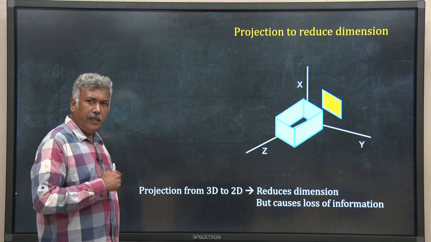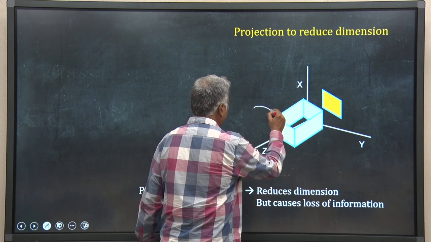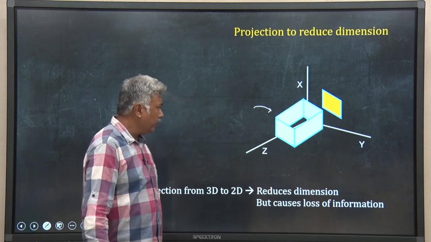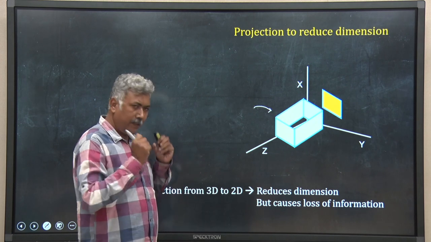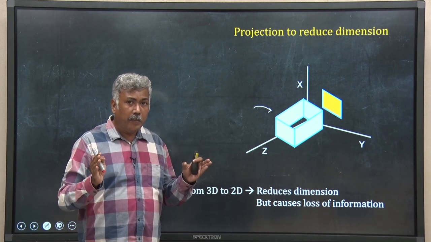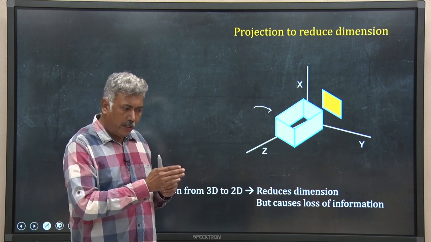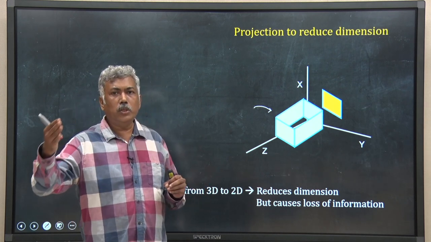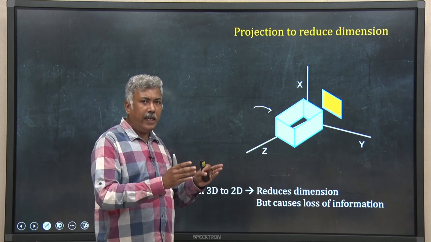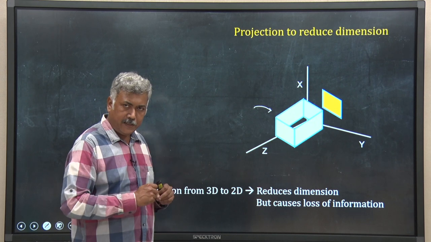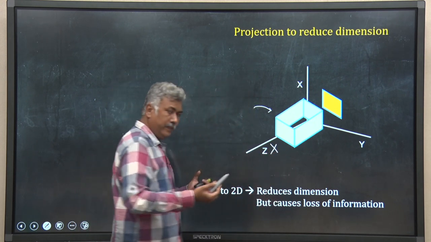What I have here as an example is a three-dimensional object, a rectangular cuboid, resting in a 3D coordinate system, x, y, and z. It has dimension equal to 3. I want to reduce the dimension from 3 to 2. That means I have to discard either the x, y or z axis. So, suppose I discard the z axis, then what do I get?